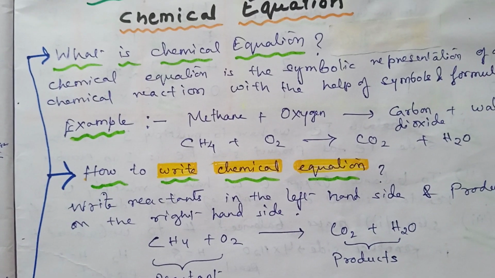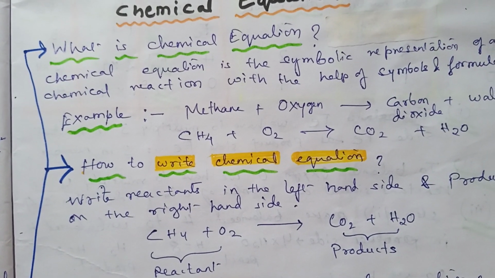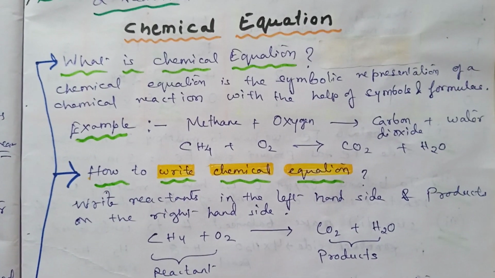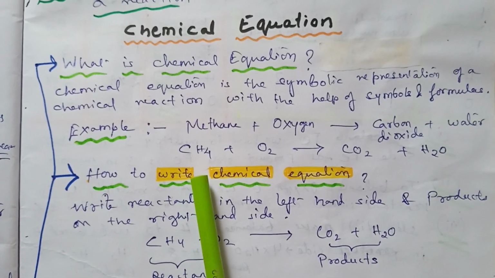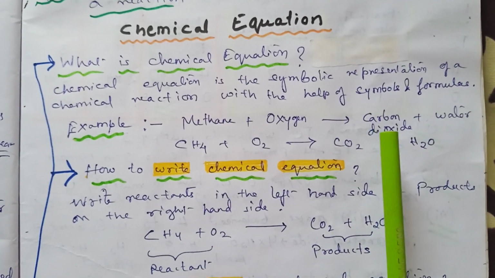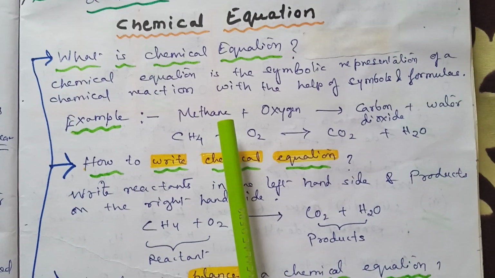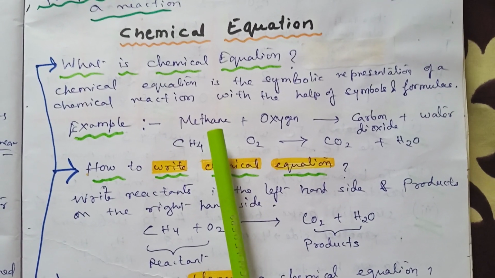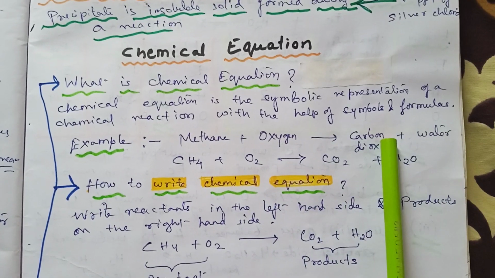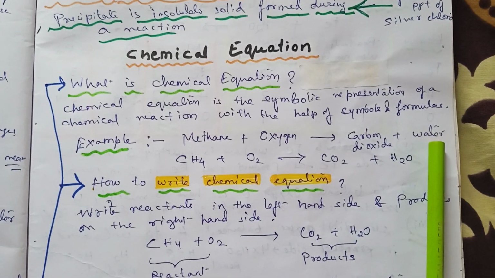Today I will explain chemical equations and how to balance a chemical equation. So first of all, we will see what a chemical equation is. A chemical equation is a symbolic representation of a chemical reaction. For example, when methane reacts with oxygen, it forms carbon dioxide and water.